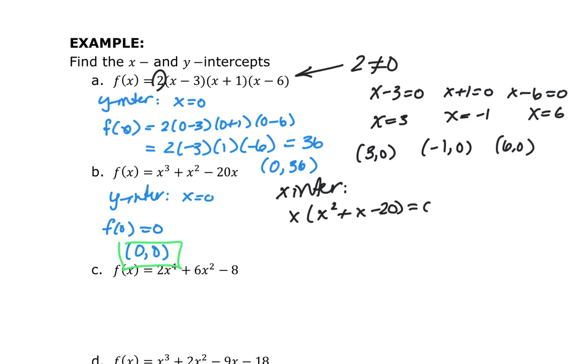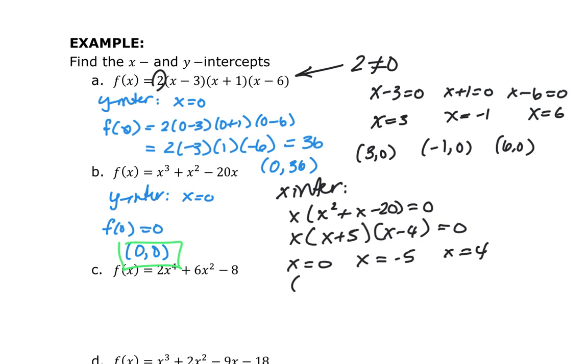Two numbers that are factors of 20 that have a difference of 1. That's 4 and 5. So x plus 5, x minus 4 is equal to 0. So I have x is equal to 0, x is equal to negative 5, and x is equal to 4. So my intercepts are 0, 0, just like here. I knew that was going to happen. I'm going to have negative 5, 0, and I'm going to have 4, 0. All right. So now I'm going to take a look at my next example. Again, I'm going to find my y-intercept.